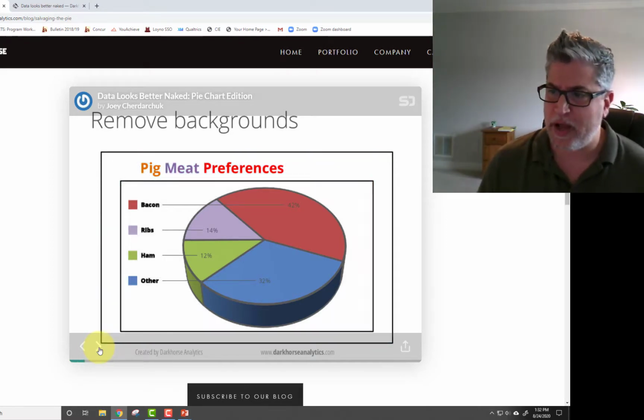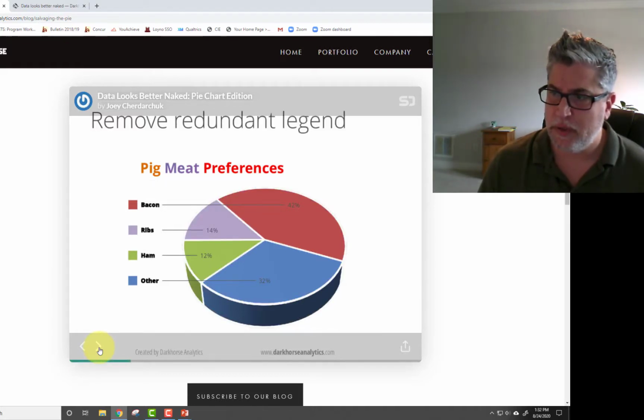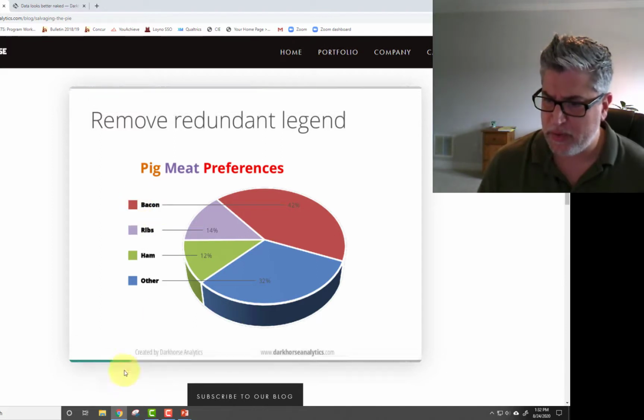So you get rid of the background. Remove the borders. We've got a redundant legend there. This arrow is pointing to red. I don't need the red again. We can get rid of that.